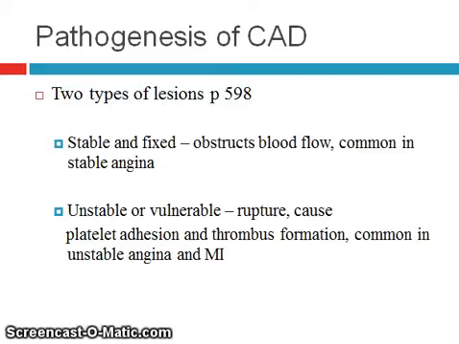There can also be unstable or vulnerable coronary artery disease. This is where the plaque formation is at risk of causing a rupture to the blood vessel. It can also cause a clot formation because platelets have adhered to it, or it can be a thrombus where they can break off and travel. These are most commonly associated with unstable angina, which leads to a heart attack or MI.